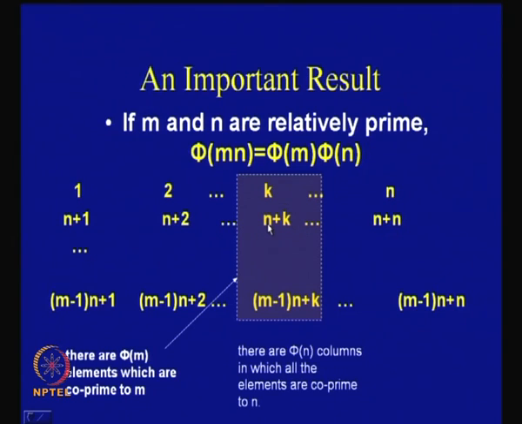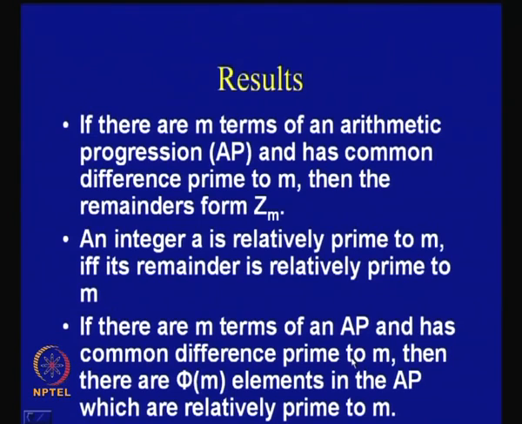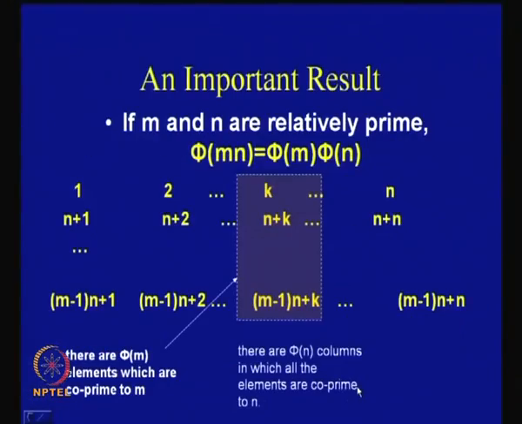So we apply the previous result. Let us consider this column, and assume that k is co-prime to n. What is the common difference here? The common difference is k. Now this k is co-prime to m, and the previous result says that if there are m terms of an arithmetic progression with a common difference which is prime to m, then there are phi m elements in the arithmetic progression which are relatively prime to m. So there are phi m elements which are co-prime to m.